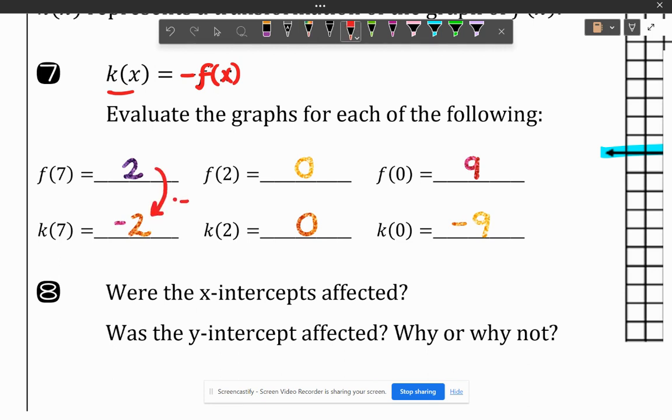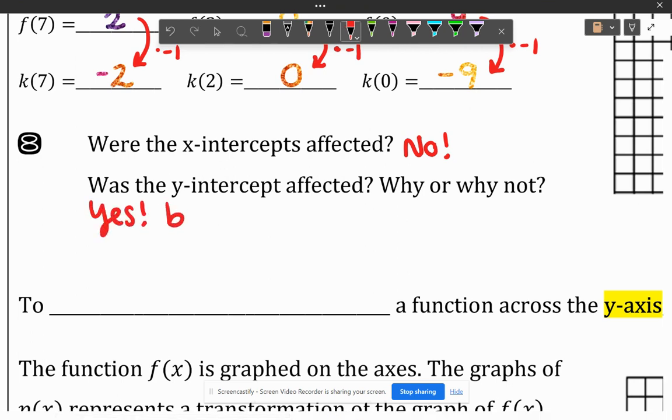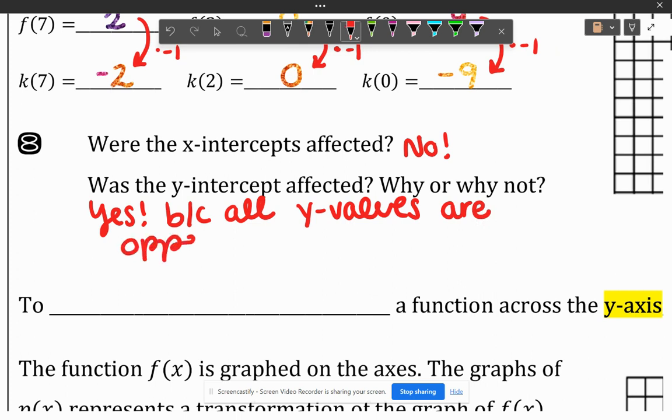The y values are all negated, even though 0, when you negate it, it's still 0. But the y values are all negated. Were the x-intercepts affected? No. But were the y-intercepts affected? Yes, because all the y values are opposite or negated.